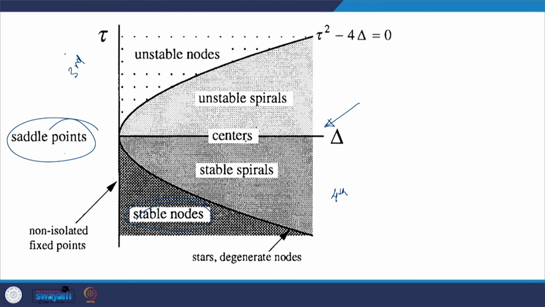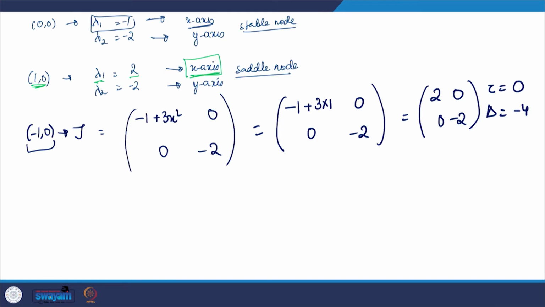If you look at our diagram here, when tau is 0, we are on the x-axis, and the determinant is less than 0, which means we are definitely in the case of a saddle point. If the determinant was positive when tau is 0, we would have a case of center, which is not the case here. So, we can safely say that minus 1, 0 is also a saddle node.